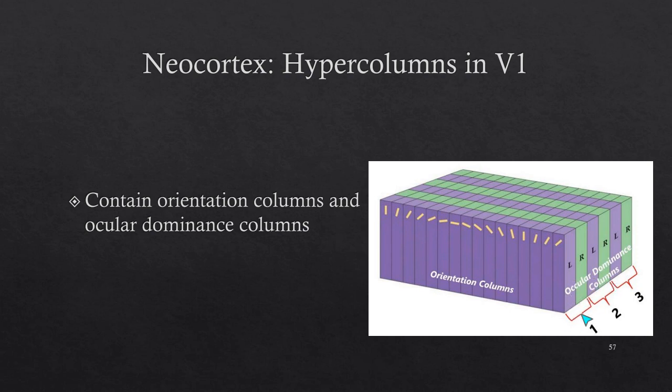So this is one hypercolumn. We've got an eye preference and an orientation preference. We've got this orientation for the left eye and the same orientation for the right eye. So a hypercolumn basically combines an orientation column and an ocular dominance column. This is one hypercolumn, this is another, this is another. They all contain preferred orientation incorporated with a preferred eye. We've got a section that corresponds to all orientations in the left eye and all those orientations in the right eye.